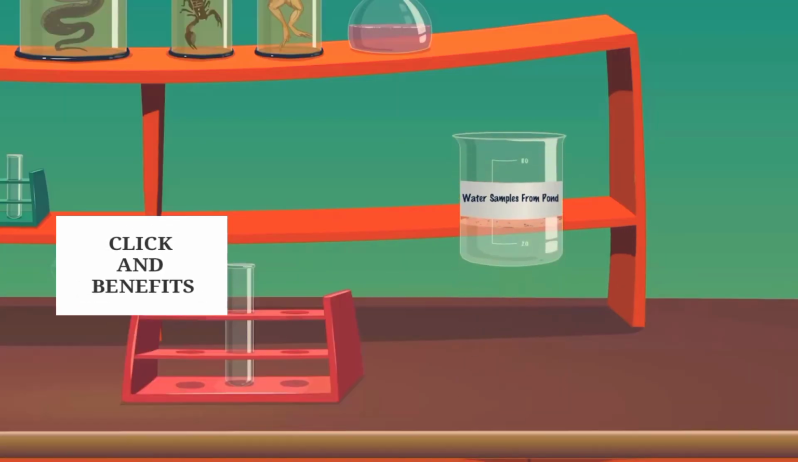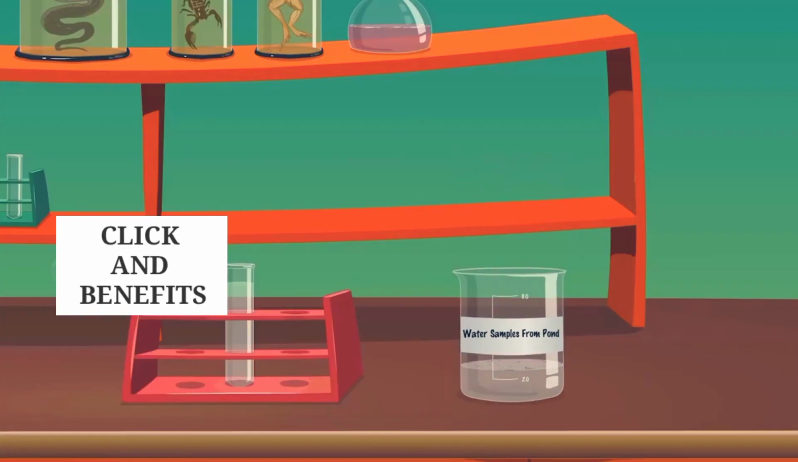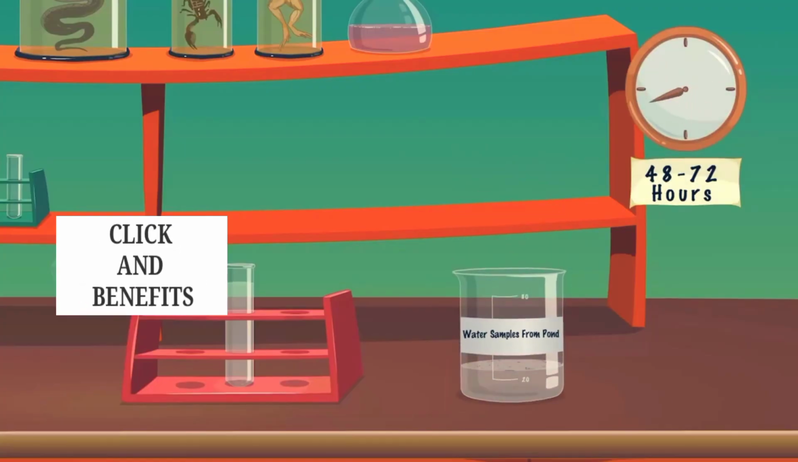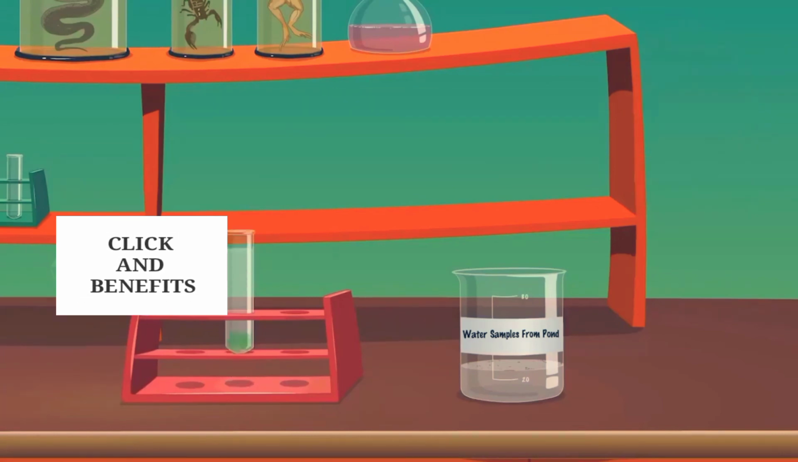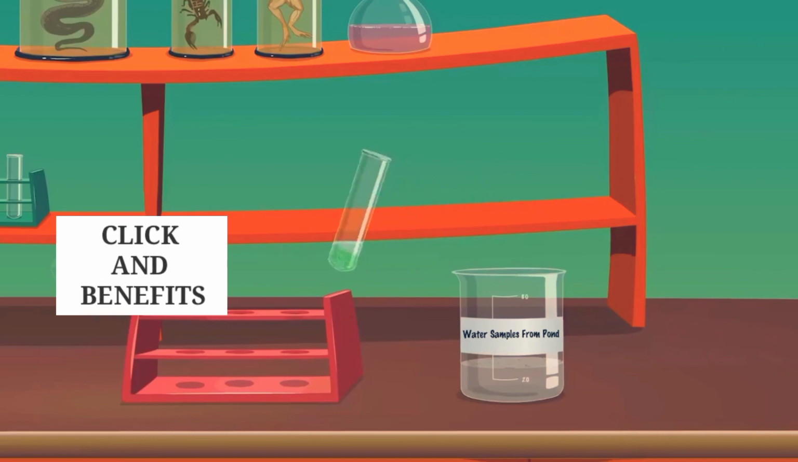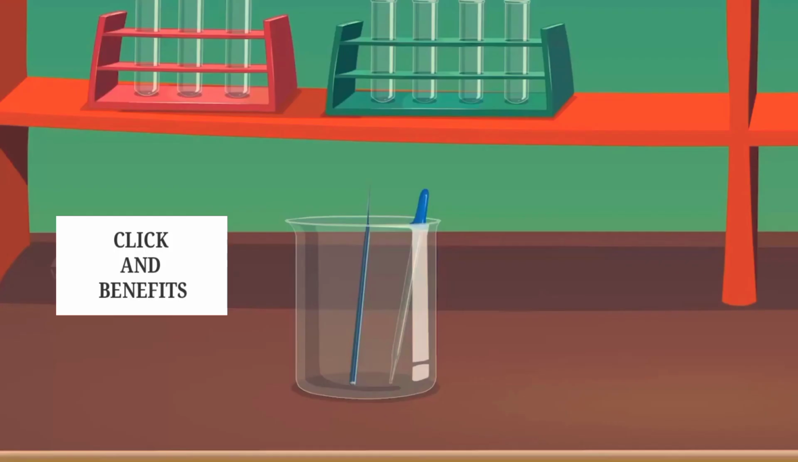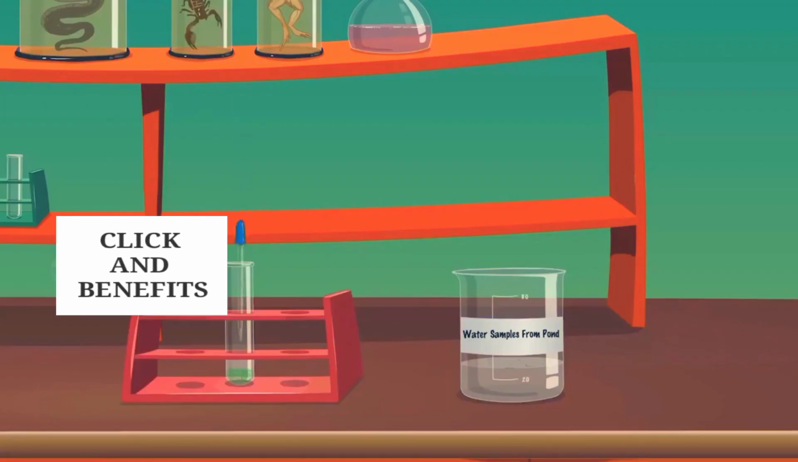Take a beaker containing pond water and pour it into a test tube. Leave the water sample undisturbed for 48 to 72 hours. Decant the clear water, leaving concentrated sediment at the bottom of the test tube. Using a dropper, take some pond water sediment from the test tube.